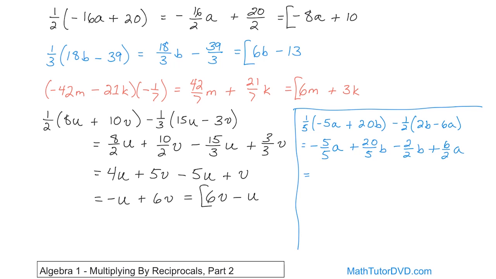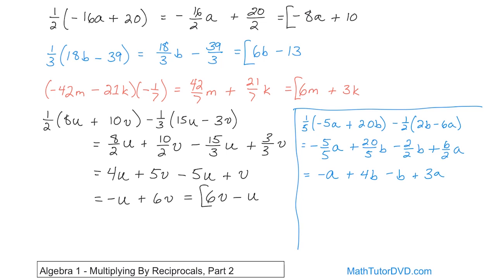And now we try to simplify it. 5/5 is 1, so we just write this as negative 1a, so we don't have to write the number 1 there, it's implied. And then 20 divided by 5 is 4b. And then the same thing, 2/2 is 1, so the negative stays there, the b stays there, the 1 is implied, we don't have to write it. You can if you want, you don't have to though. 6 divided by 2 is 3a. The a comes along for the ride. So what we have is this guy.